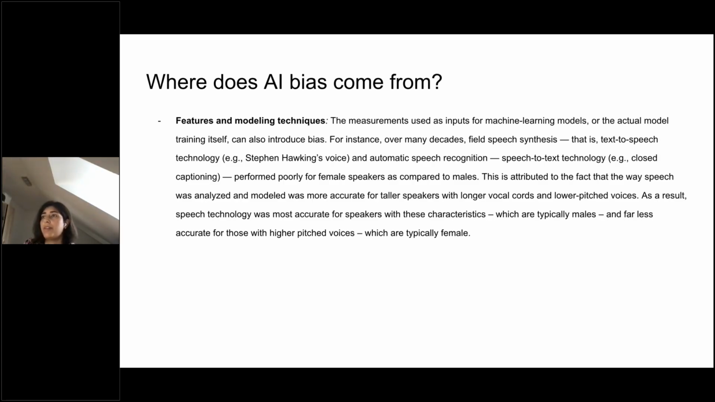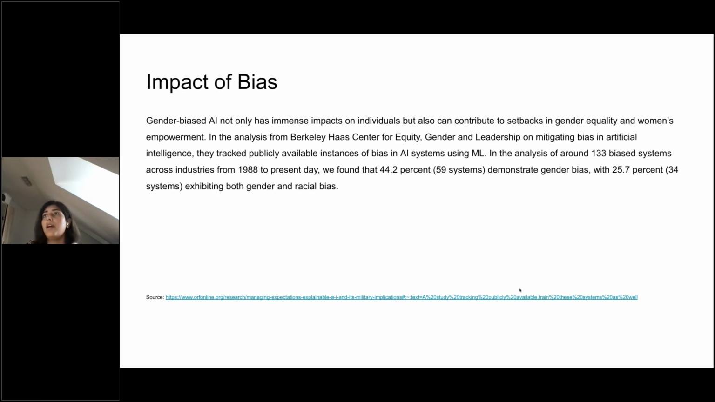So there are also a lot of examples where we can say the biasing occurred, like automatic speech recognition, speech-to-text technology, which performed poorly for female speakers compared to the males. And yeah, it can be risky at times, but it can also be very dangerous to whatever we are enforcing in the society coming up.